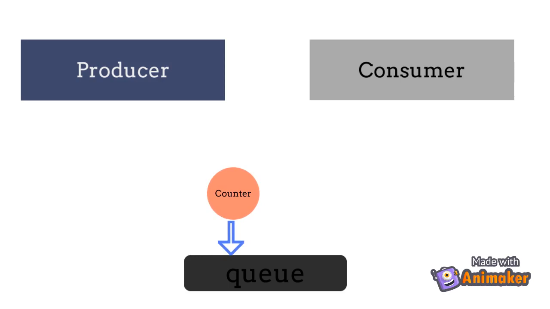And when the consumer consumes data, this is what happens. So imagine what will happen if the two processes run concurrently. The counter will respond only to one of them, and this will cause mistakes in the data.